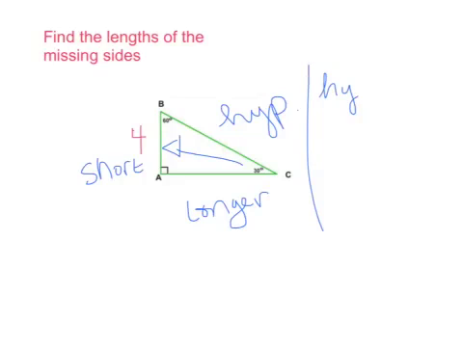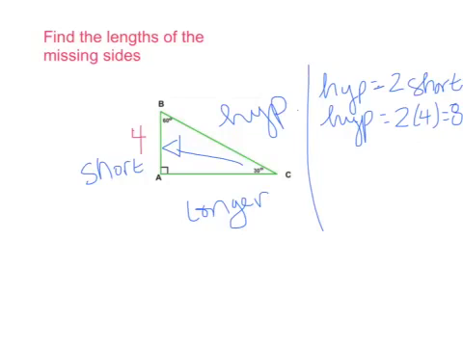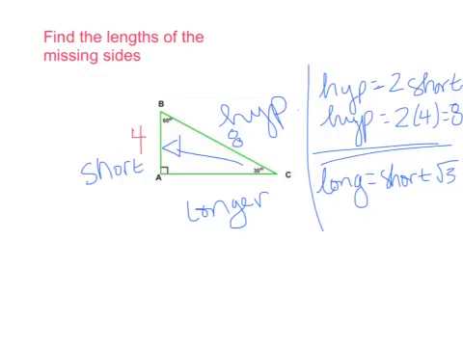I know that the hypotenuse is equal to 2 times the short. So my hypotenuse is going to be equal to 2 times 4, which is 8. So this is one of the sides. I know my longer leg is equal to the short leg times the square root of 3. So in this case, the long is going to be 4 square root of 3. And those are the two side lengths that are missing.